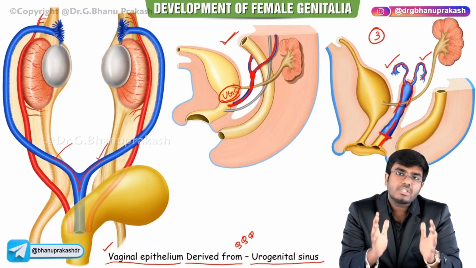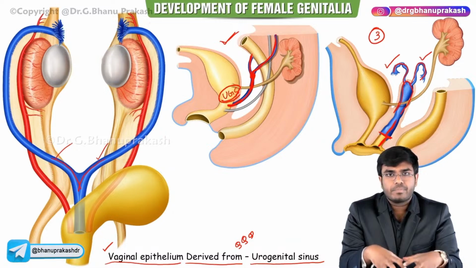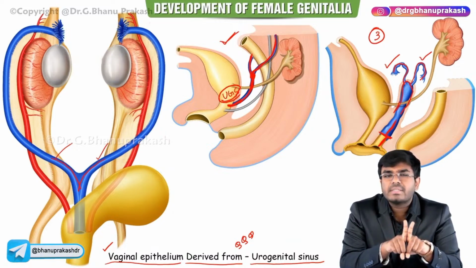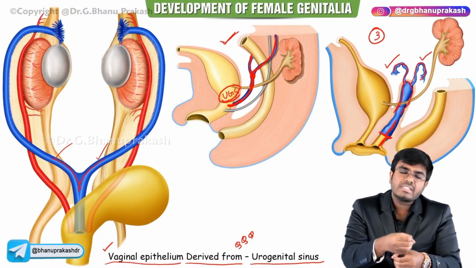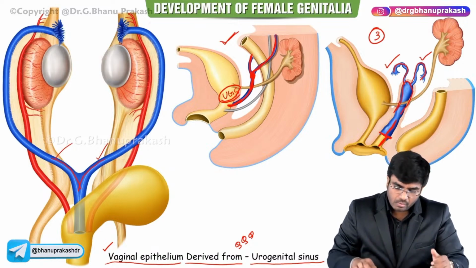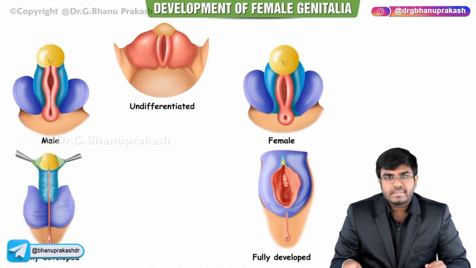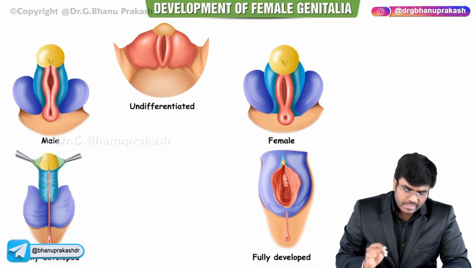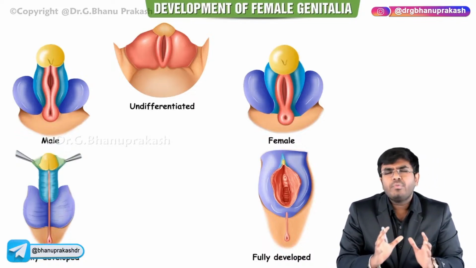Now the entire chapter is based on this idea. What happens whenever there is a defect in the lateral fusion? What happens whenever there is a defect in the vertical fusion? Now we will discuss all those things. Now guys, please concentrate on this slide for a few minutes.